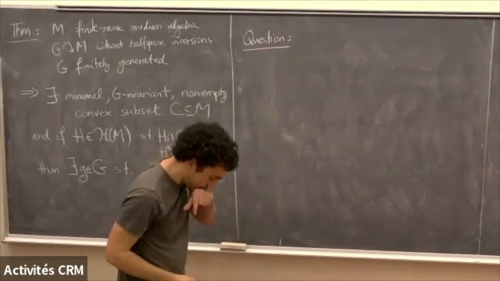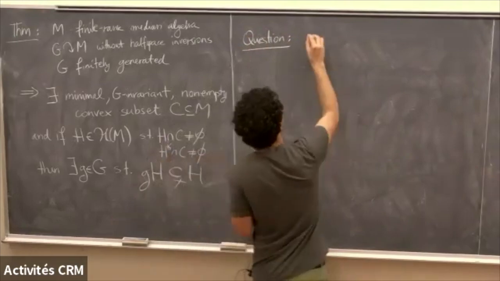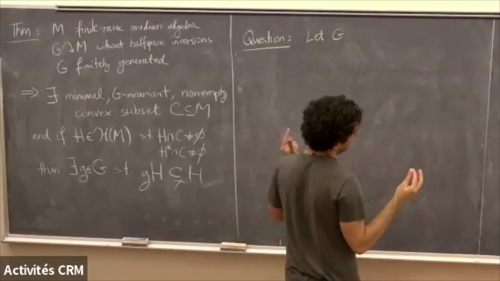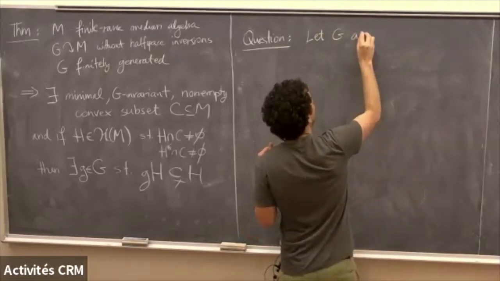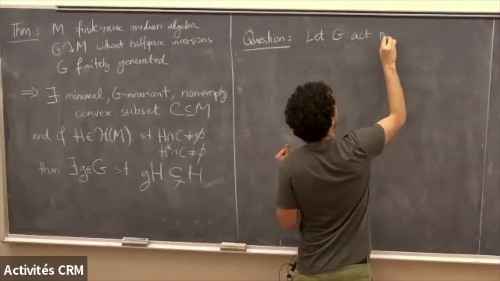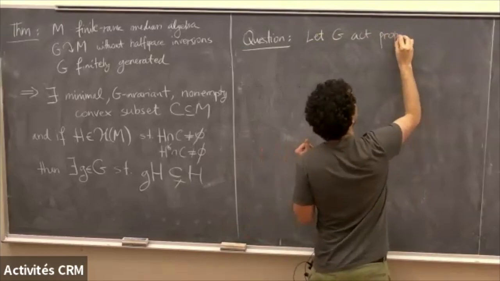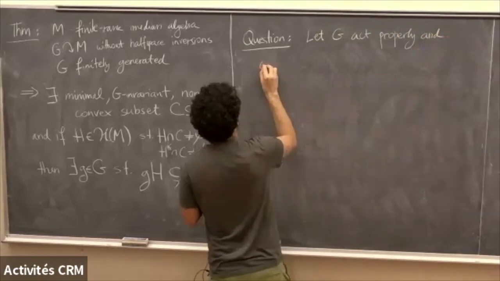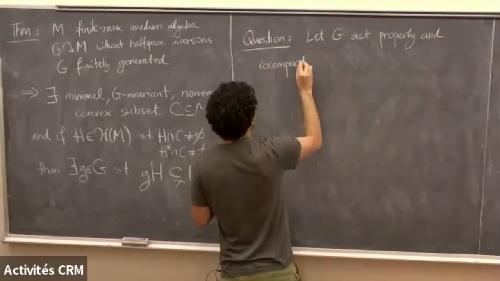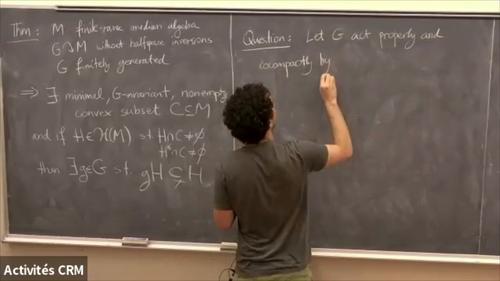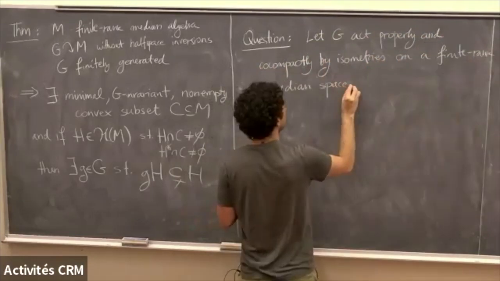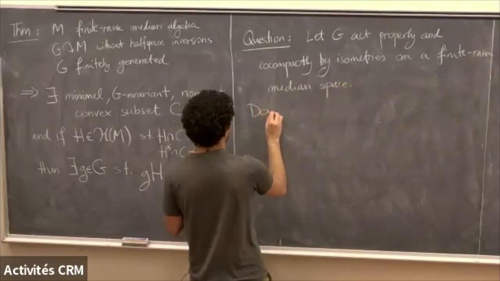The question: let a group G act discretely, properly and cocompactly by isometries on a finite rank median space. Then does G have a cocompact cubulation?